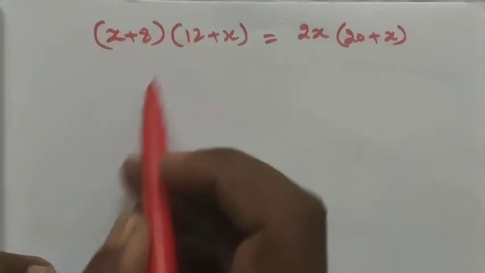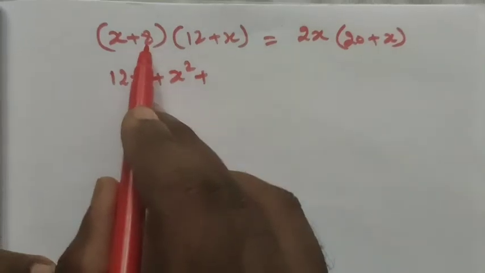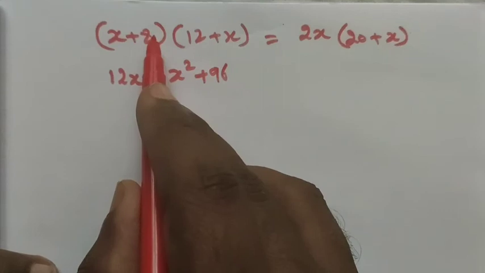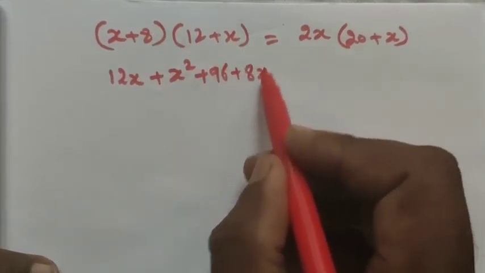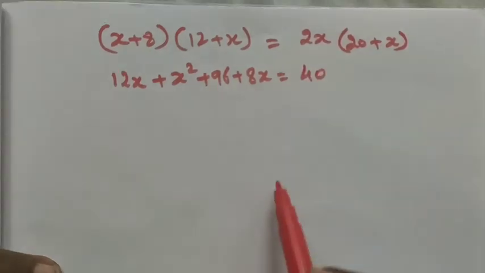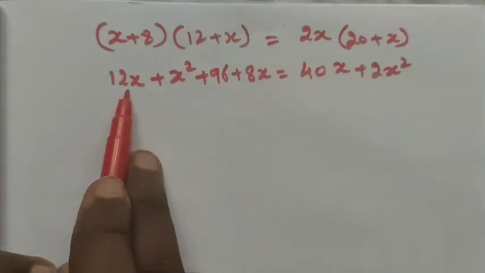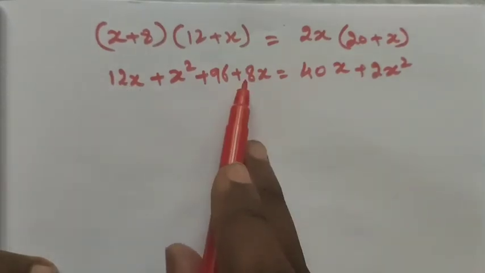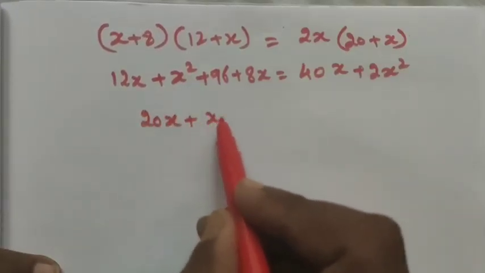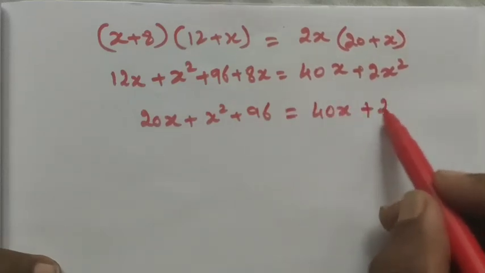Now X into 12 is 12X, X into X is X square, plus 8 into 12 is 96, 8 into X is 8X, is equal to, multiplying this, 2 into 20X is 40X, plus 2X square. Here we have 12X and 8X, add them and we get 20X. So 20X plus X square plus 96 is equal to 40X plus 2X square.